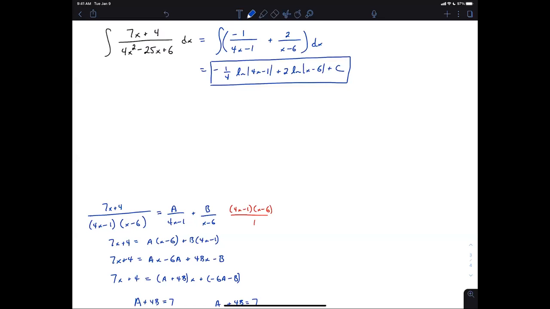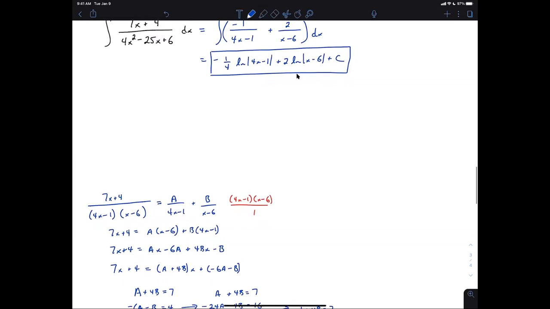But you should get -1/4 log absolute value of 4x minus 1 plus 2 log of the absolute value of x minus 6 plus c as the final answer. The order doesn't matter. You could have the 2 log of absolute value of x minus 6 first. But there should be a -1/4 with this one and a +2 with this one.